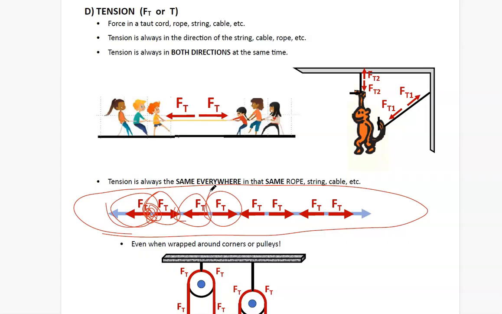Every point in space has a tension on it. But if somebody said, what's the tension on it? You would just say one of those numbers. You don't add a bunch of numbers up or cancel each other out because they're in the opposite direction. You just say, if each of these F sub T's was 100 newtons, you would just say the tension in the rope is 100 newtons.